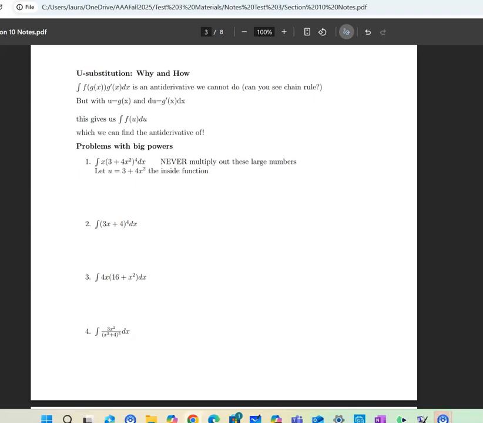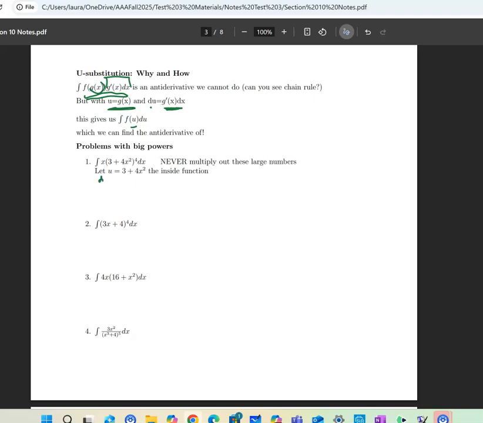So here what I'm going to do is take something that looks like this, let u equal the inside function so that I get f of u, and then the derivative, the g of x dx, will be what's here, and it gets replaced with a du. So let me show you what I mean. Always let u equal the inside function.